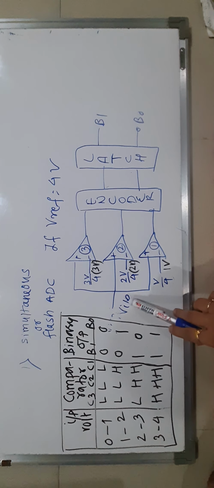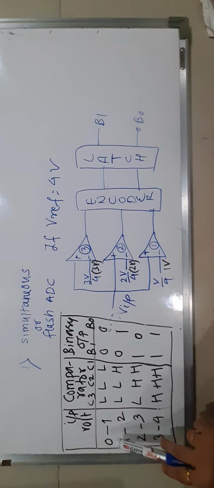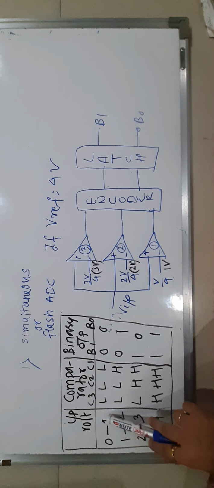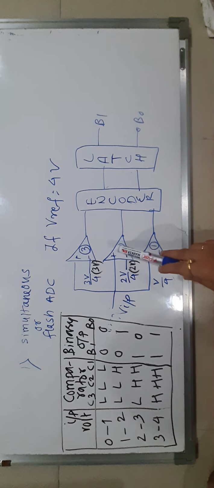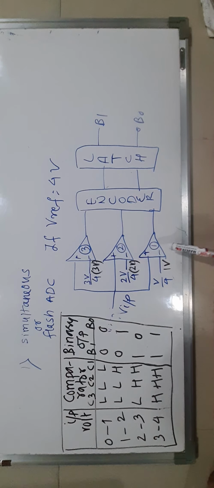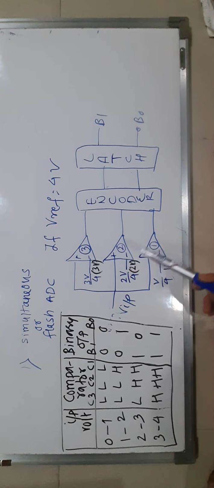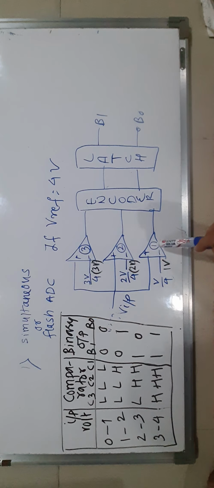Now let's see the cases of input. If input voltage is between 0 to 1 volt, means input voltage is less than 1 volt. Here the input voltage is compared by all three comparators simultaneously. That's why this type of ADC is known as simultaneous ADC.